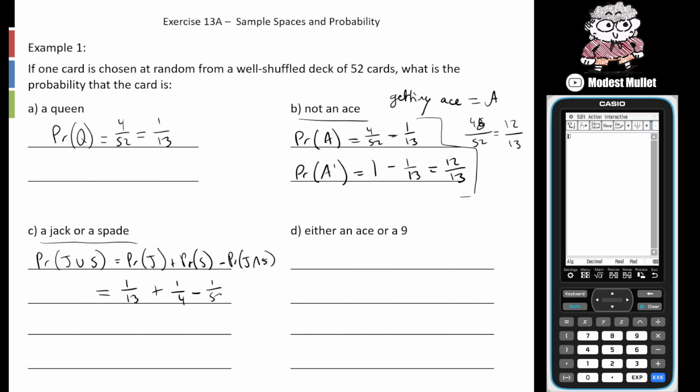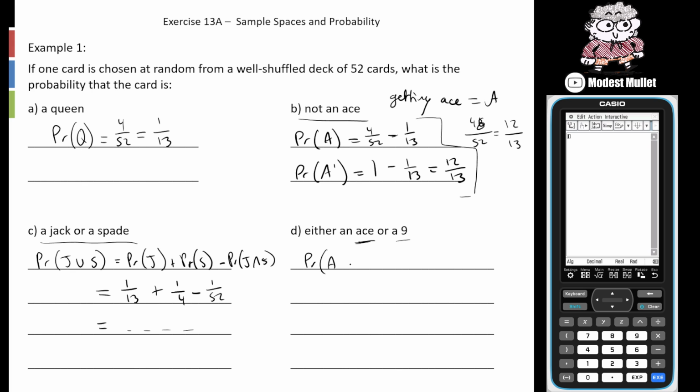Well, that's only 1 on 52. And just to save time, you could then get common denominators on all those fractions and solve, but I'll leave you to do that. And lastly, either an ace or a 9. Very similar thing, that is the probability. No, this is a little bit different, because an ace or a 9. Oh, no, we can use the same thing.